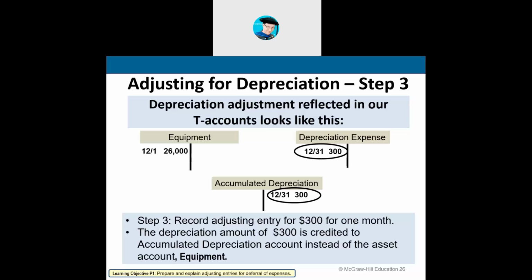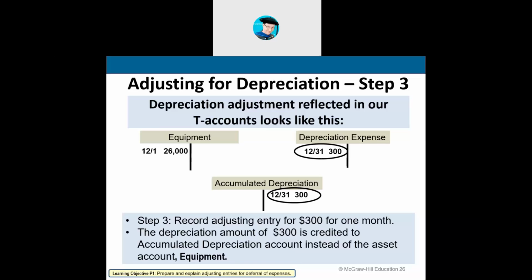We depreciate the forklift over time. To represent the depreciation expense at the end of each month or the end of each year, whichever, we debit depreciation expense and credit accumulated depreciation. Accumulated depreciation is a different account. Okay, it's an asset account, but accumulated depreciation holds a credit balance.